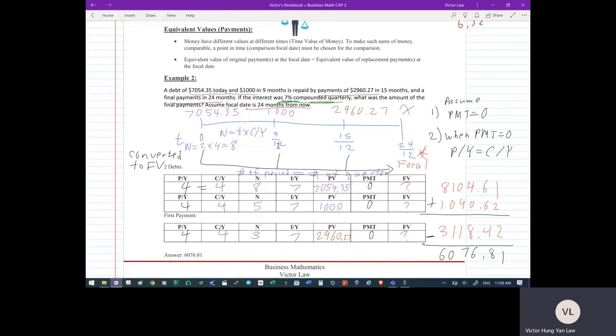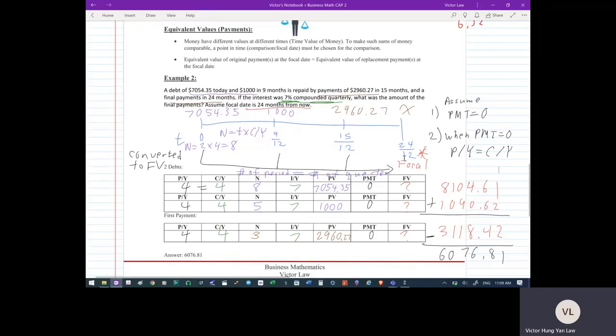So when we're looking at the time between the two dates, 9 months from now and 24 months from now, we know that there are 15 months between those two dates. So 15 months between those two dates.